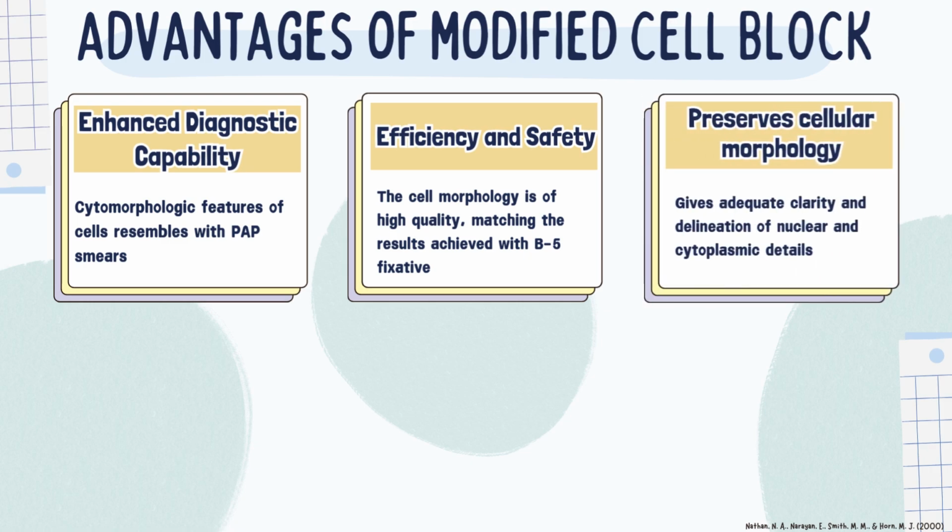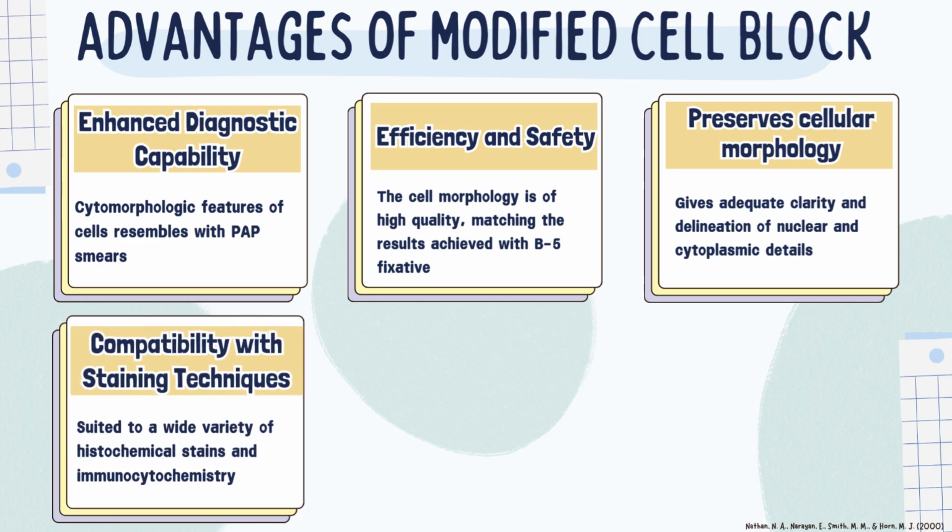Third, preserve cellular morphology. This method gives adequate clarity and delineation of nuclear and cytoplasmic details, as it ensures that the features are sharp, well-defined, and easily observable, which is crucial for identifying abnormalities. Fourth, compatibility with staining techniques. Cell block sections are well suited for a wide range of additional diagnostic tests, such as histochemical staining and immunocytochemistry.